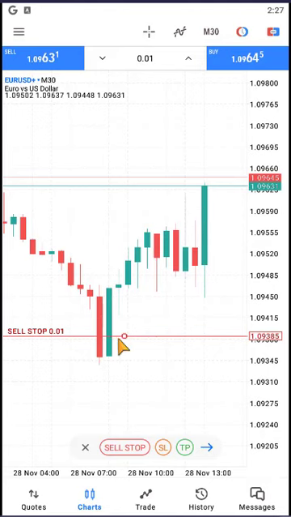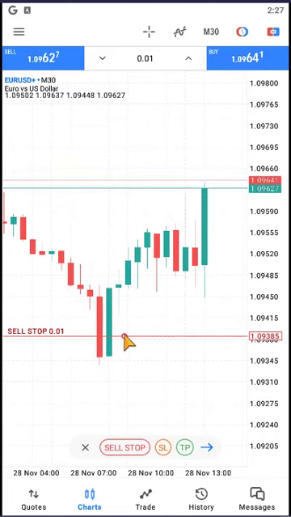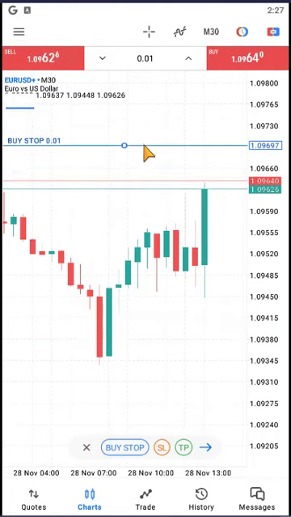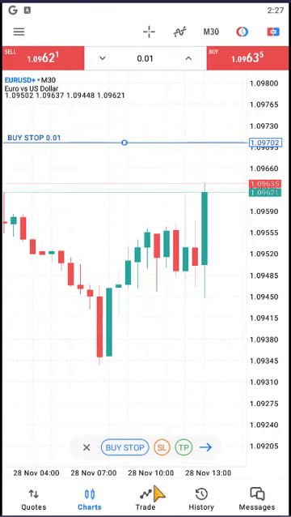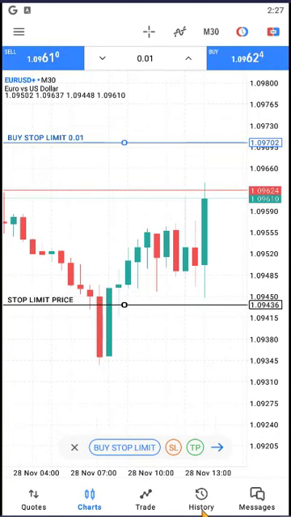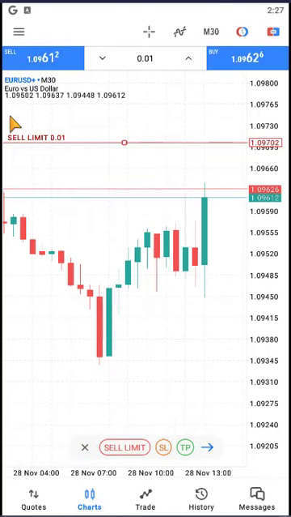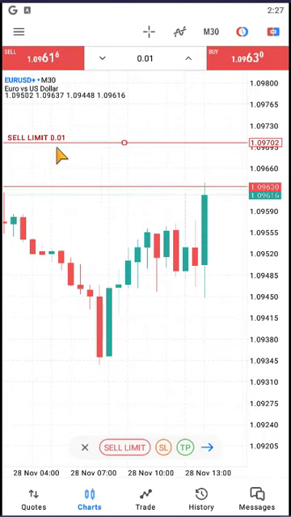Once I drag this entry here, once I drag it above the current market price, then of course you expect it to change. So watch, it has changed to buy stop, right? Or I'll click here again, it will change to what? It will change to sell limit. It is just buy stop and sell limit, right, that can be operated above the current market price.